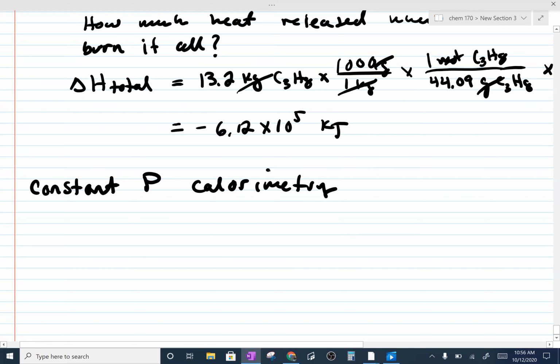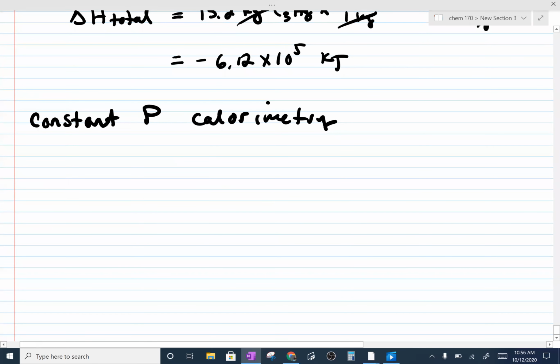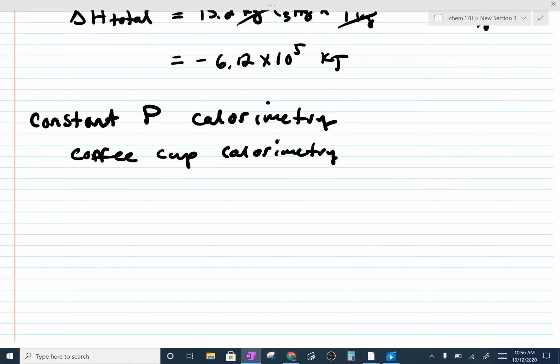And the way that we do this is something called coffee cup calorimetry. I'm not making this up. And actually, we will be doing this in the lab in a few weeks, I think. It's pretty straightforward, and it's also very self-explanatory. We're going to do calorimetry inside of a coffee cup.